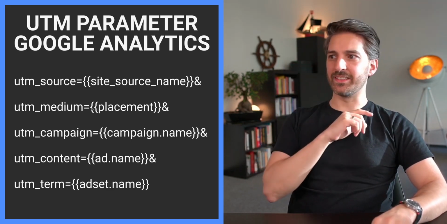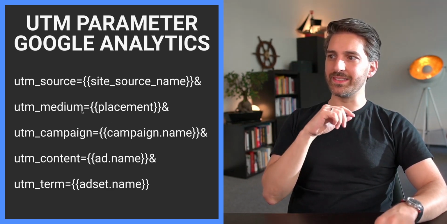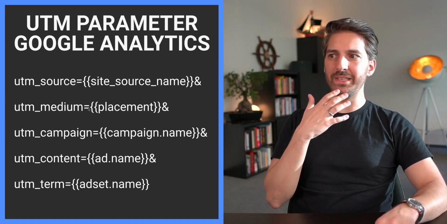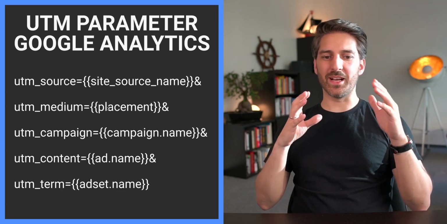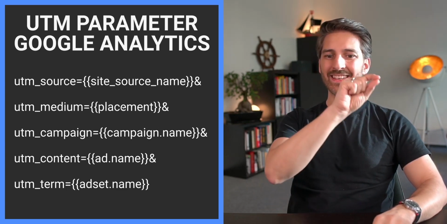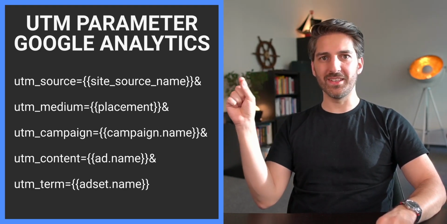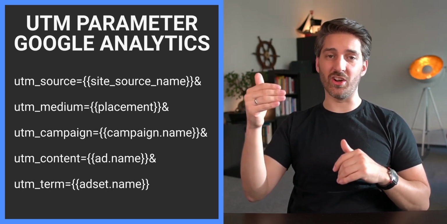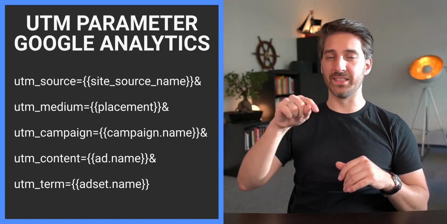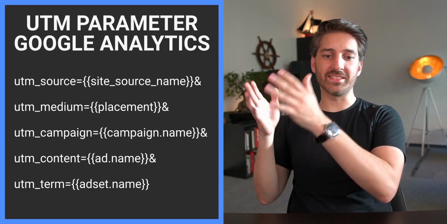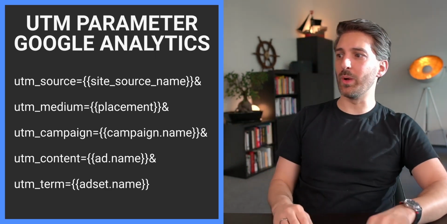And the second thing that is now in there is the placement dynamic parameter. I usually put that into medium. This tells me, for example, FB for Facebook is the site source name, and then right side column is the placement. And then I see, a desktop user saw it in the right side column, clicked it and bought my stuff. Should I optimize my ad for the right side column if it's running really well?